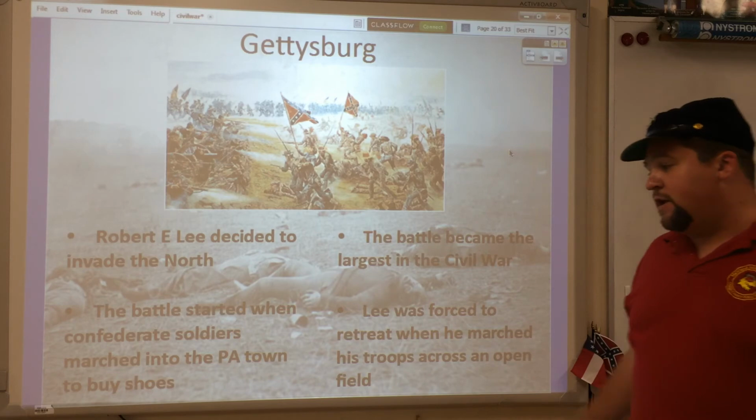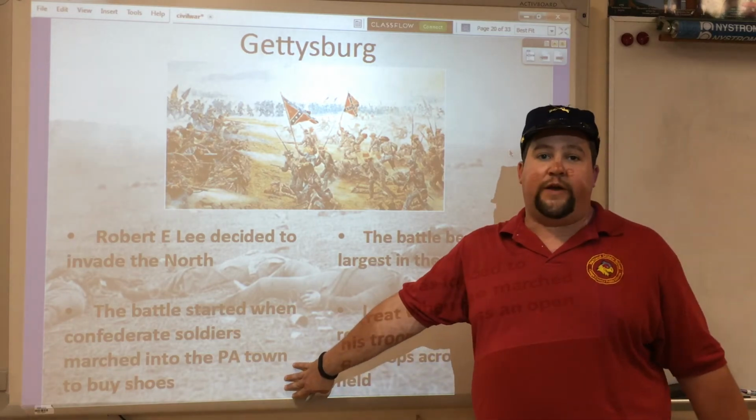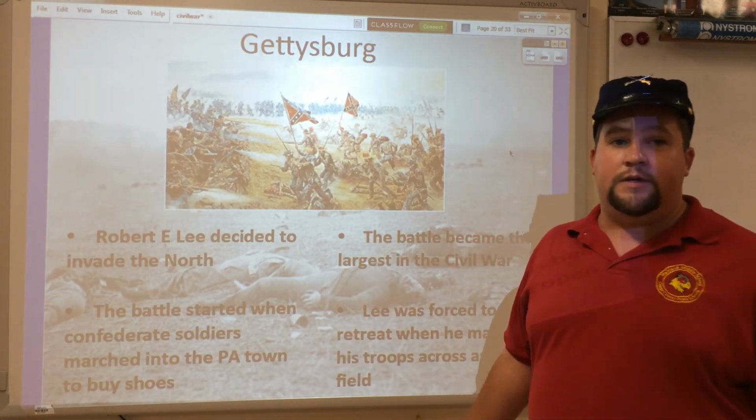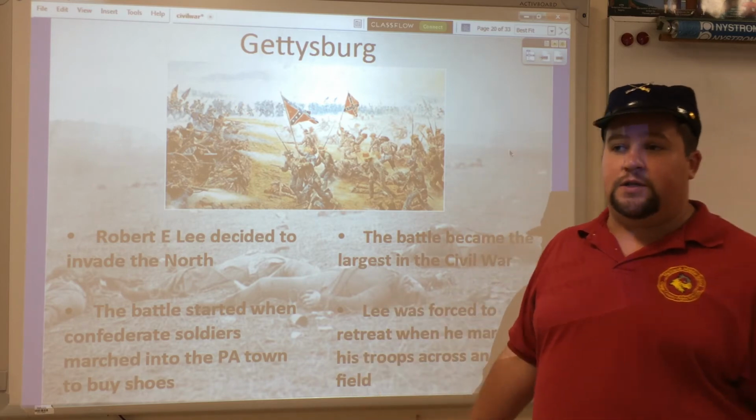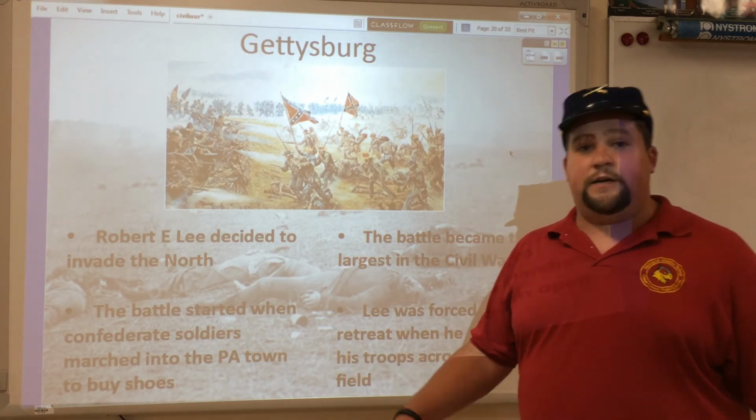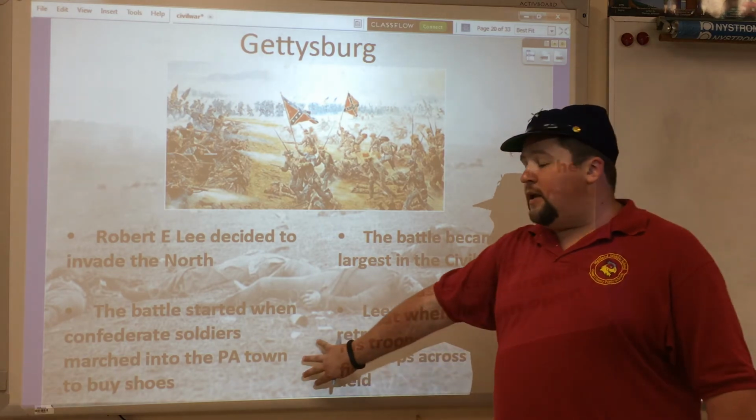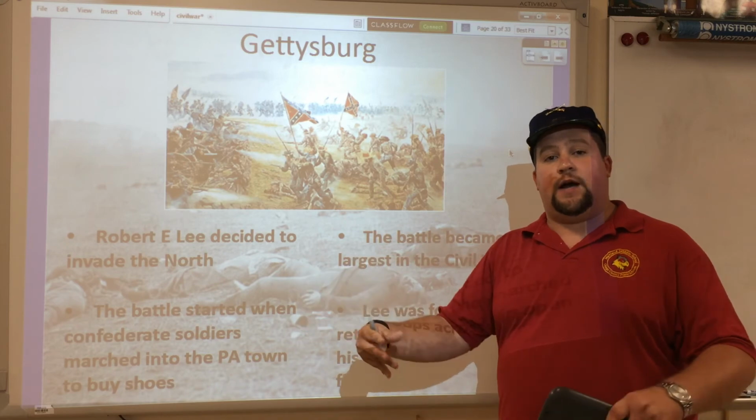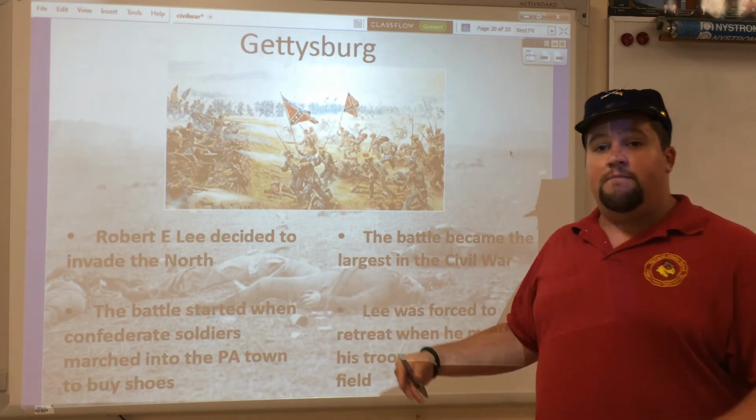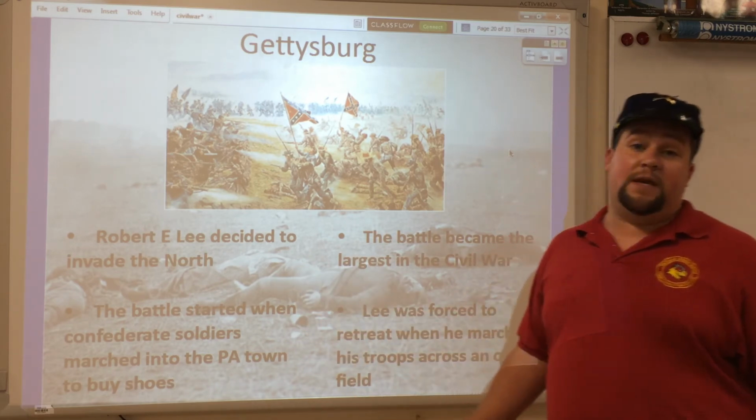of Pennsylvania. Now, the story goes that 2 cavalry units intersected there. One of them went into town to buy shoes, and the fight escalated from there, which led to this huge battle. But either way, they're on their way to Harrisburg. The cavalry units, 2 units of people on horses, met up in Gettysburg, so that's where the battle ends up taking place.